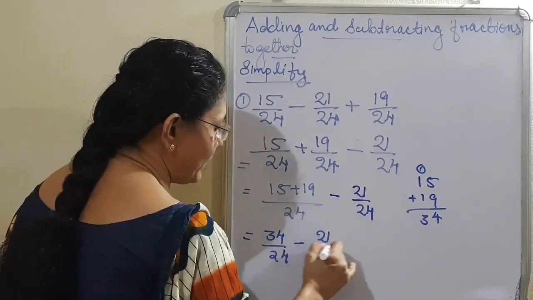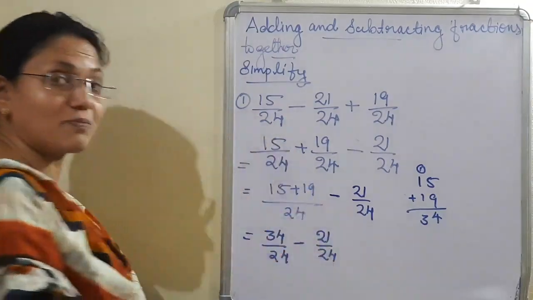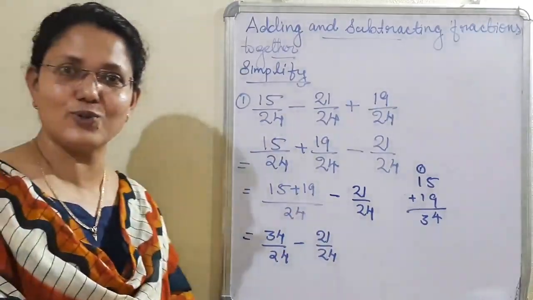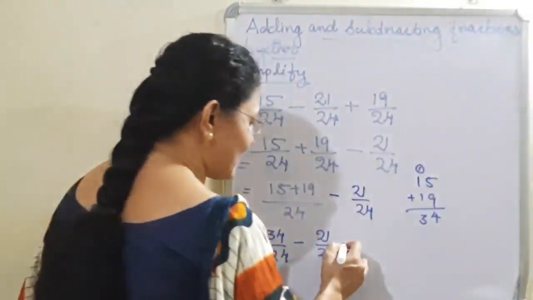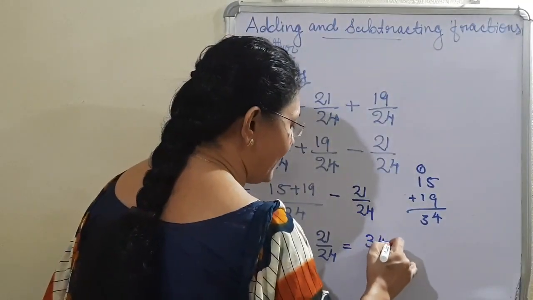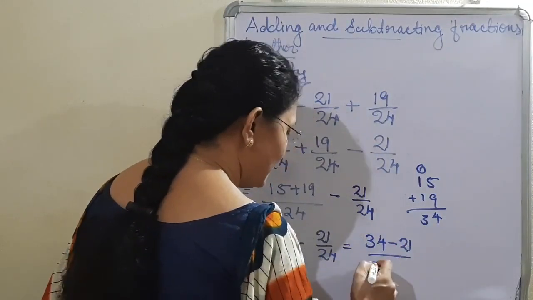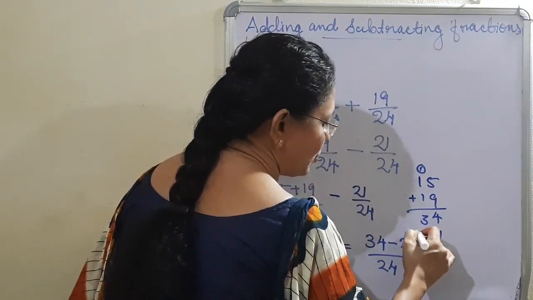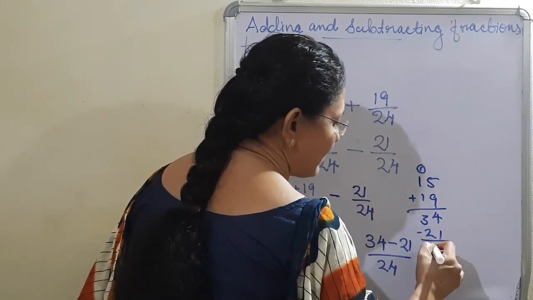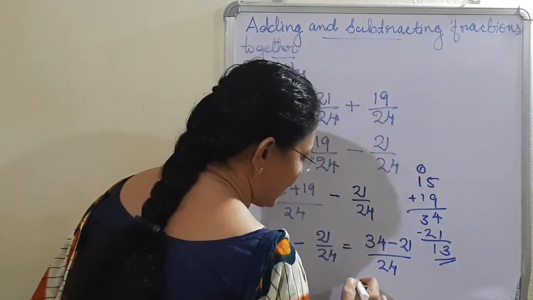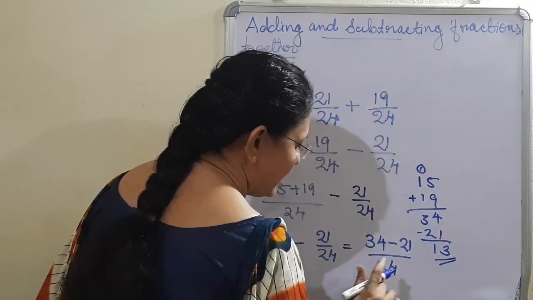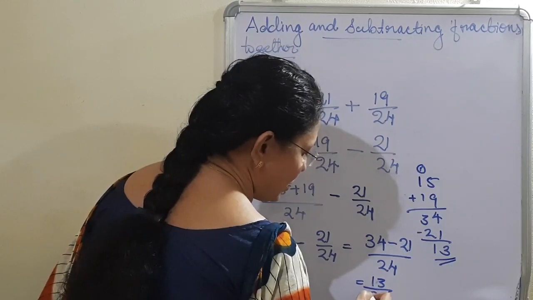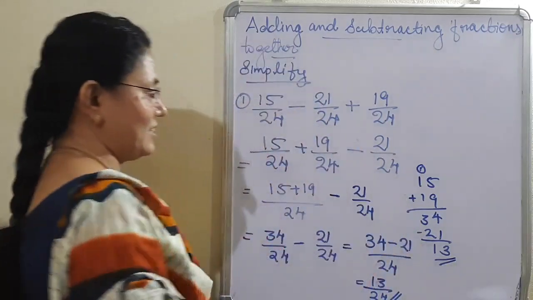Minus 21 by 24. You know the subtraction of like fractions. What to do? Subtract the numerators. How to subtract? 34 minus 21 by 24. From 34, we have to subtract 21. 4 minus 1 is 3, 3 minus 2 is 1. It is equal to 13 by 24. This is the answer.